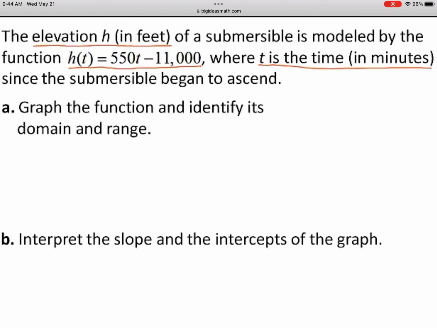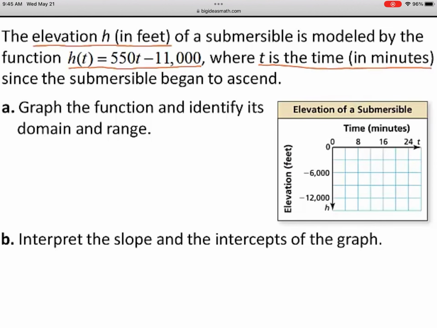The time t must be greater than or equal to 0. The elevation h is below sea level and must be less than or equal to 0, so graph the function in quadrant 4. The function h of t equals 550t minus 11,000 is already in slope-intercept form, so the slope is 550 and the h-intercept is -11,000. Because the h-intercept is -11,000, plot the point 0, -11,000.